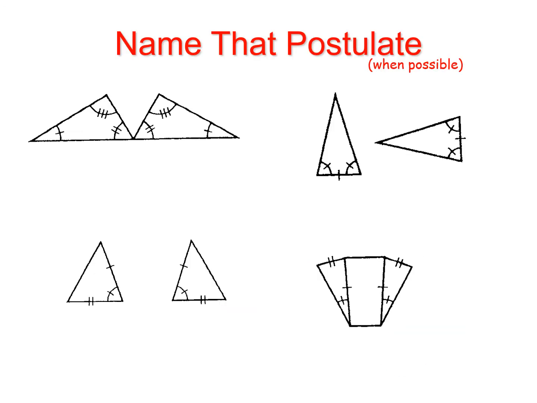Okay. What do we got? This is an angle corner. Here's an angle corner. Here's an angle corner. Is there an angle, angle, angle? No. Okay. No angle, angle, angle. So that's not congruent.